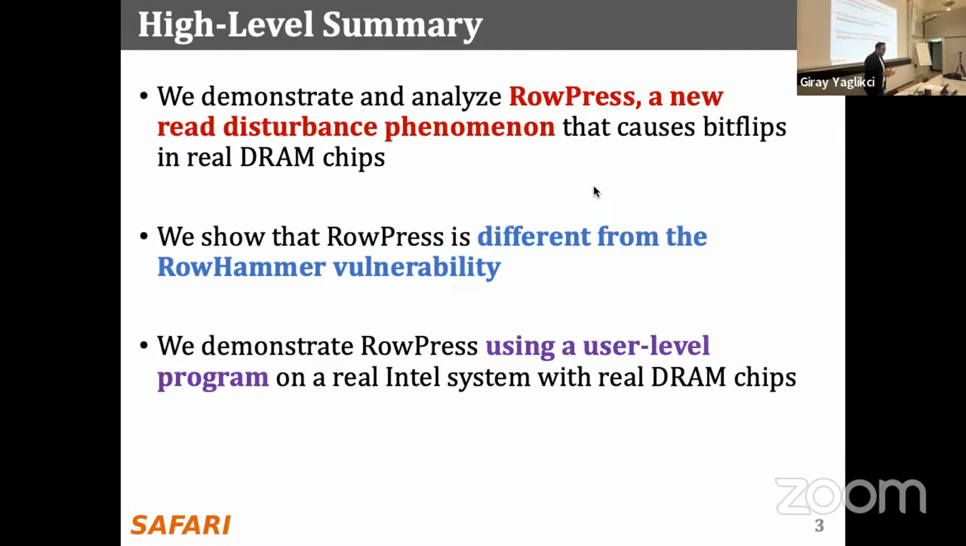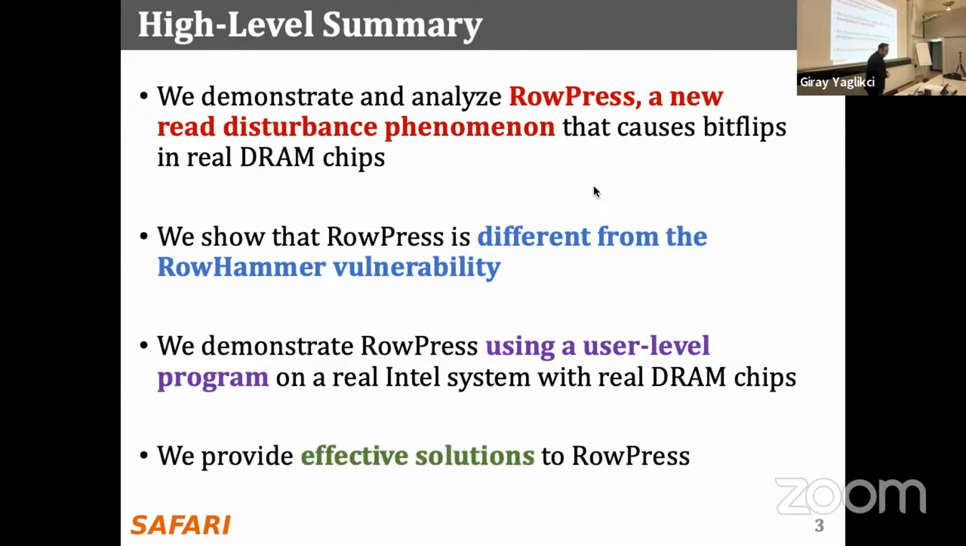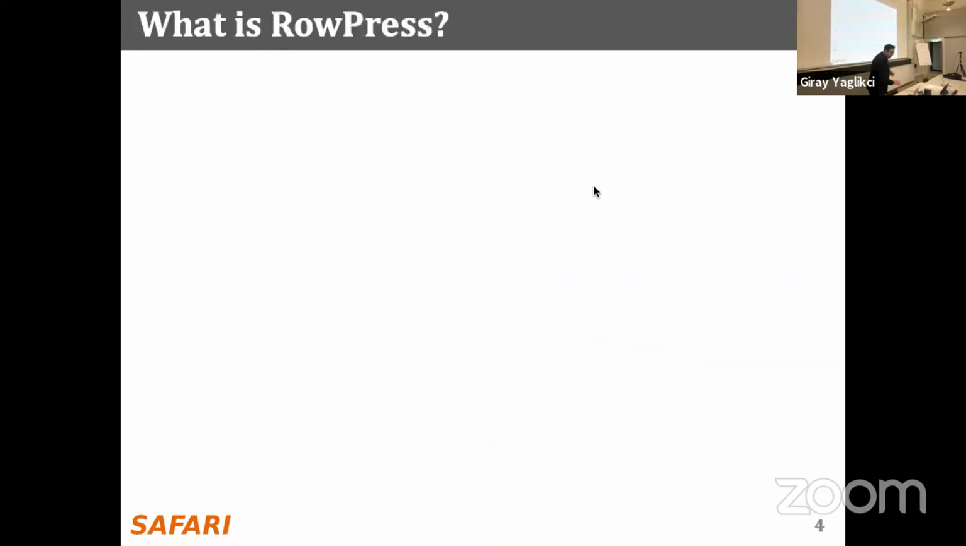And we demonstrate that RowPress can be exploited from within a user level program. We just have a proof of concept for that, but we are expecting security researchers to come up with more effective attacks. And we also provide some effective solutions to RowPress in this paper.